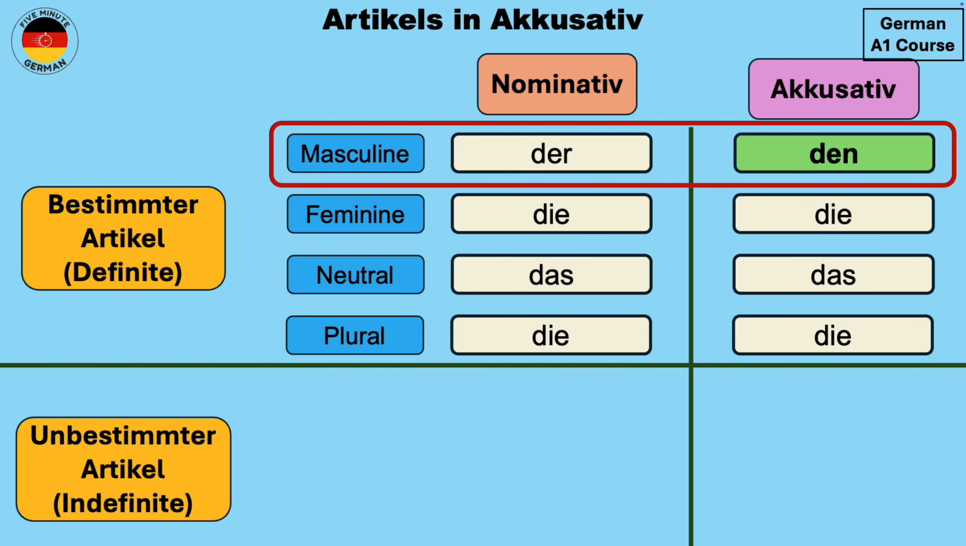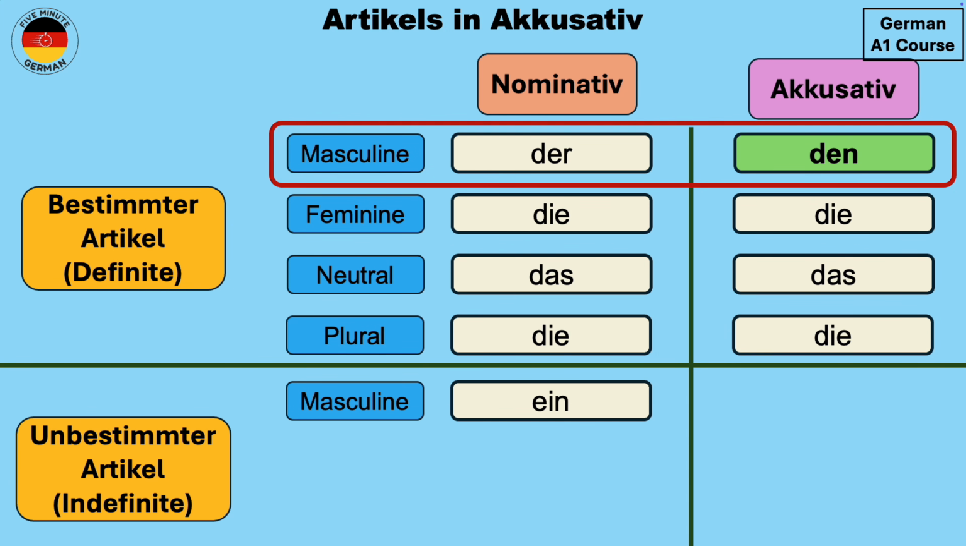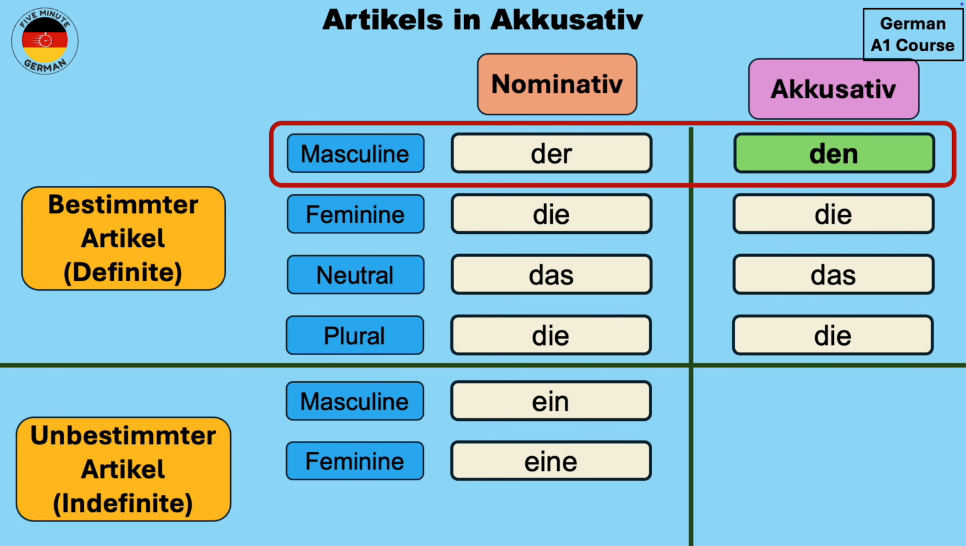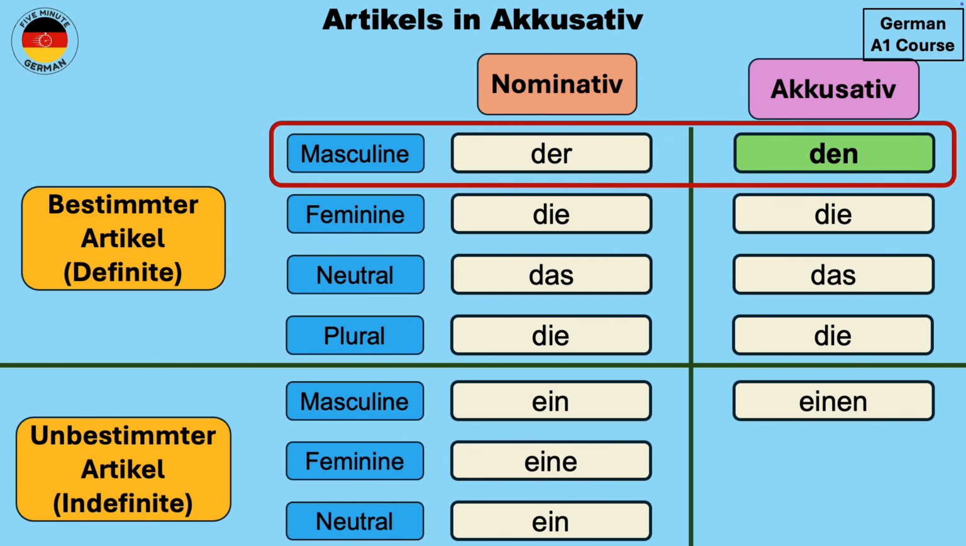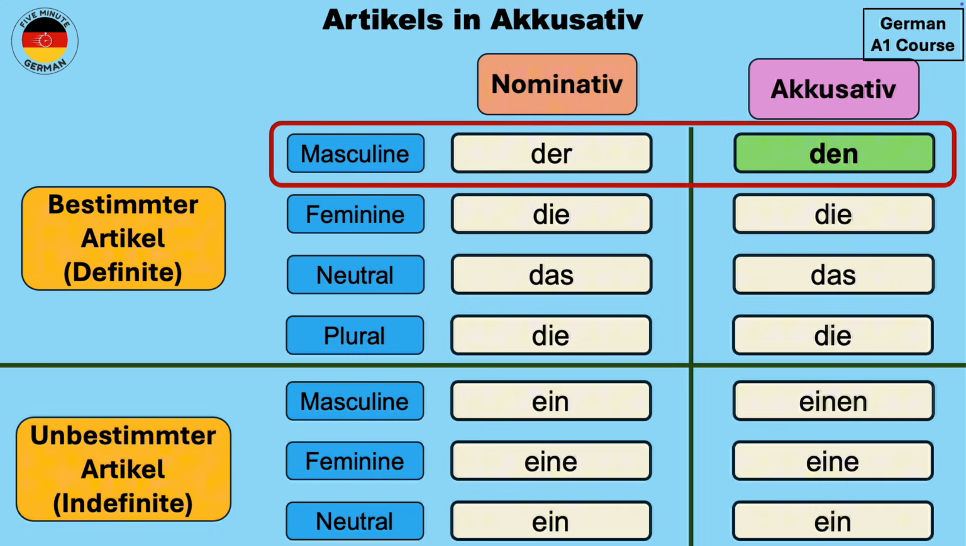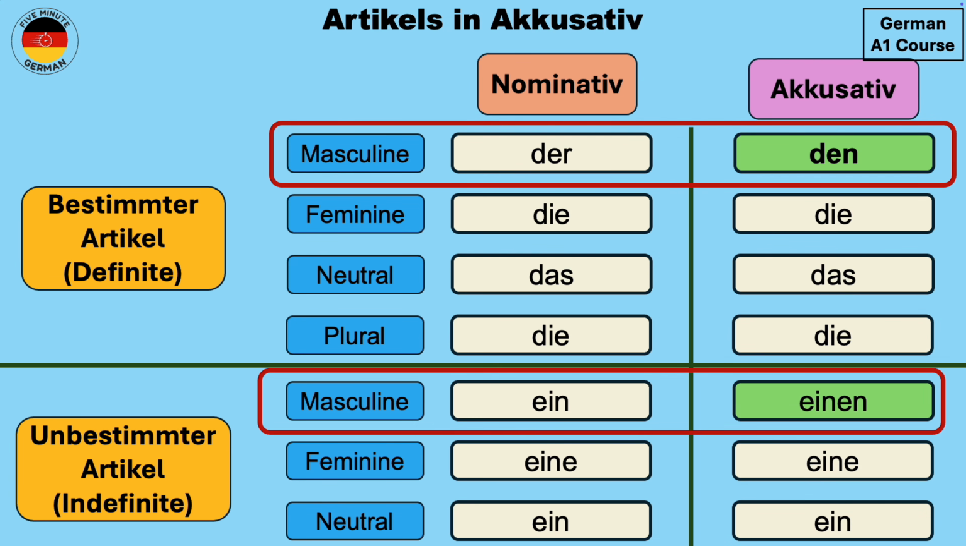Now let's take a look at the unbestimmte articles or indefinite articles. So the masculine article in nominative is ein, the feminine article is eine, and the neutral article is ein. There is no indefinite plural article. So in accusative, the masculine indefinite article is einen, the feminine is eine, and the neutral is ein. So over here also the change only occurs in masculine. So ein becomes einen.